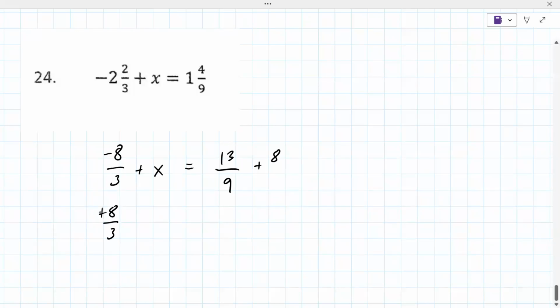Looks a lot like number 23, but it's adding instead. So the reason your teacher does that is they're hoping you will not do the right thing, which is make a common denominator. So what it would be if you're adding that and that. So how would that work?